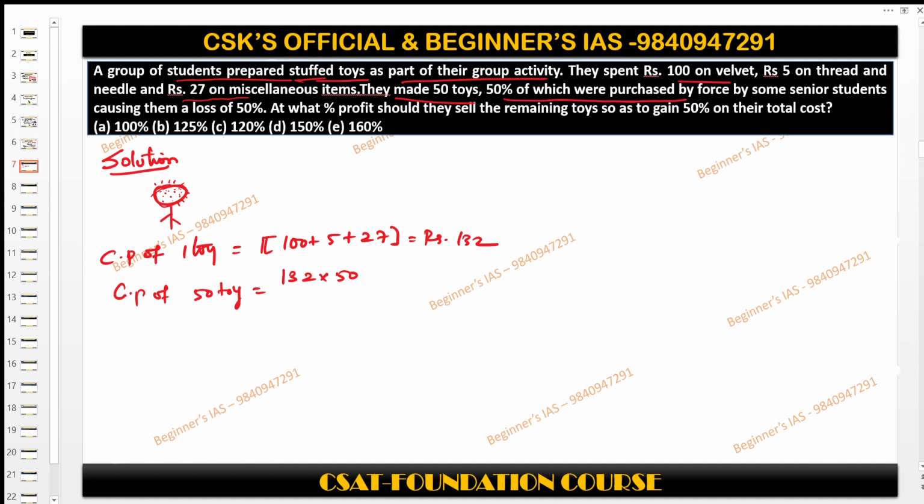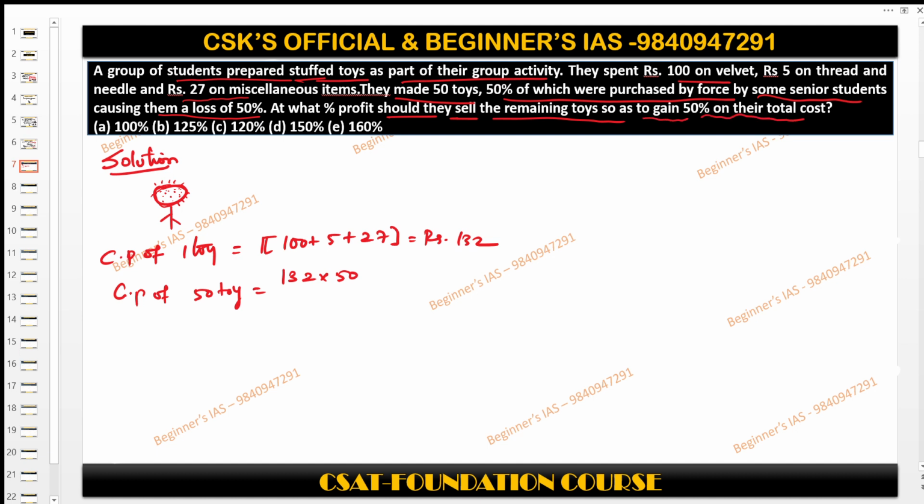50% of which were purchased by force by some senior students, causing them 50% loss. At what percentage should they sell the remaining toys? Okay, this is the cost price. They made 50 toys. At what percentage should they sell the remaining toys to gain 50%?